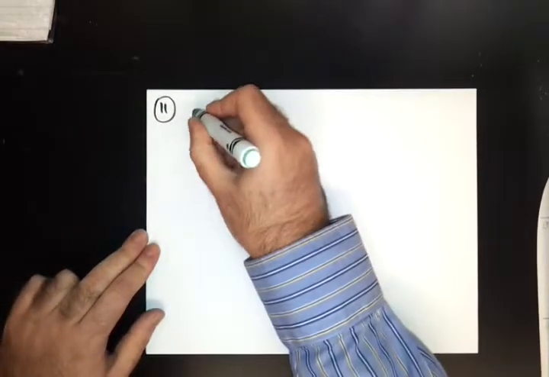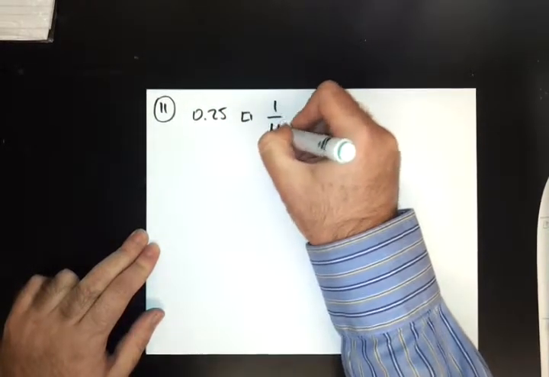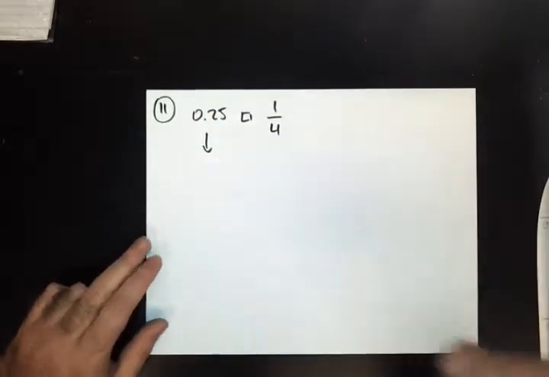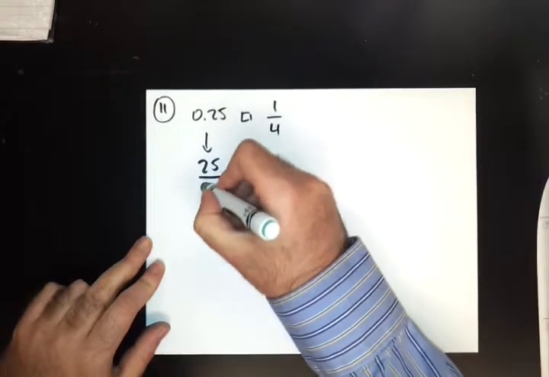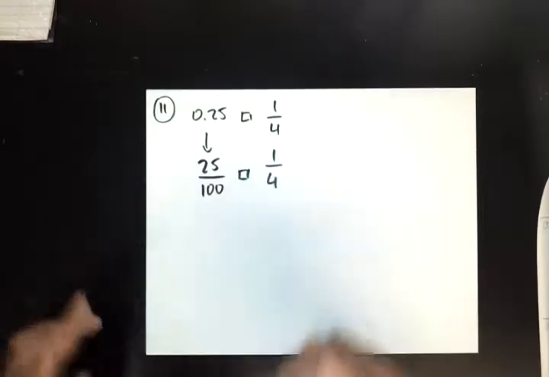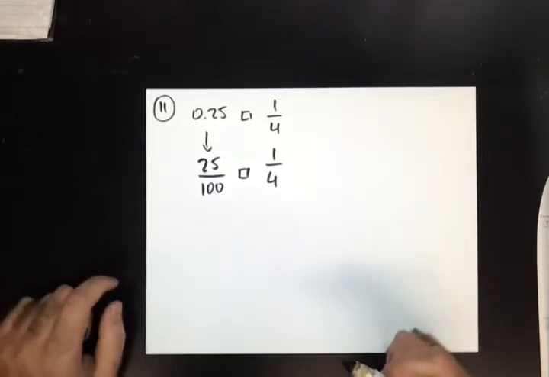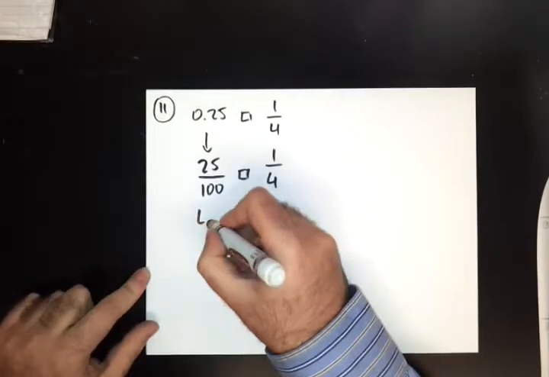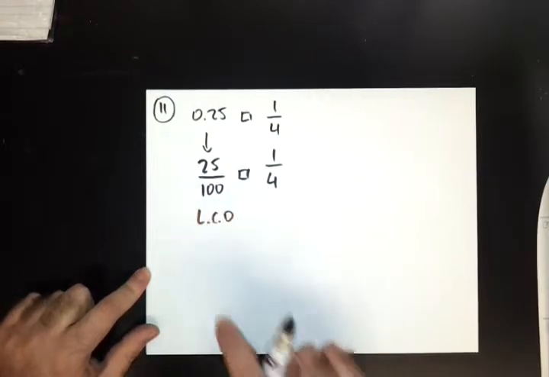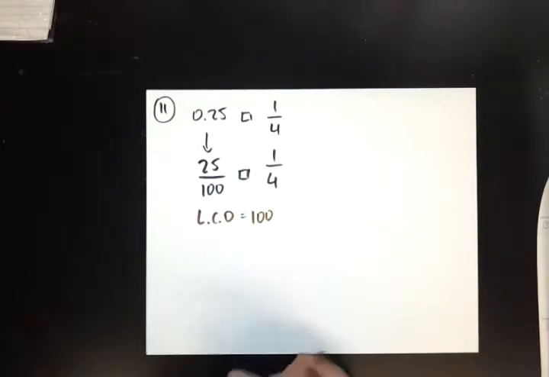Number 11, I'm comparing 0.25 and 1 over 4. 0.25 is 25 hundredths, so it's 25 over 100. And obviously this is 1 over 4. I'm going to do the LCDs here. I'll give you a hint. I'm not going to go through the process, but if you were to do all the multiples of 4, 100 would be one of them. So 100 is their common denominator, or the smallest one.